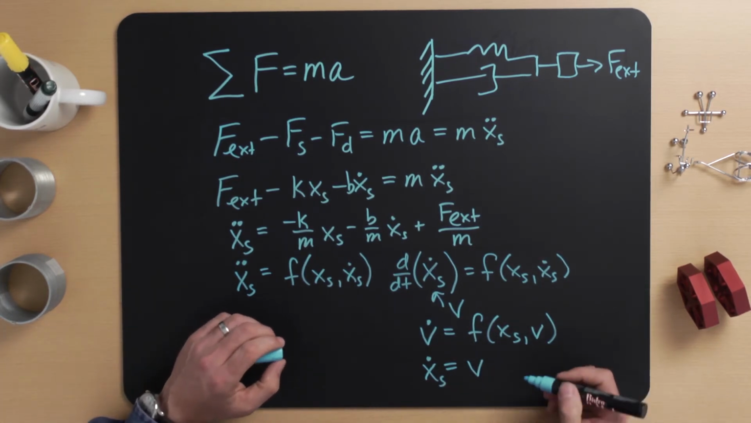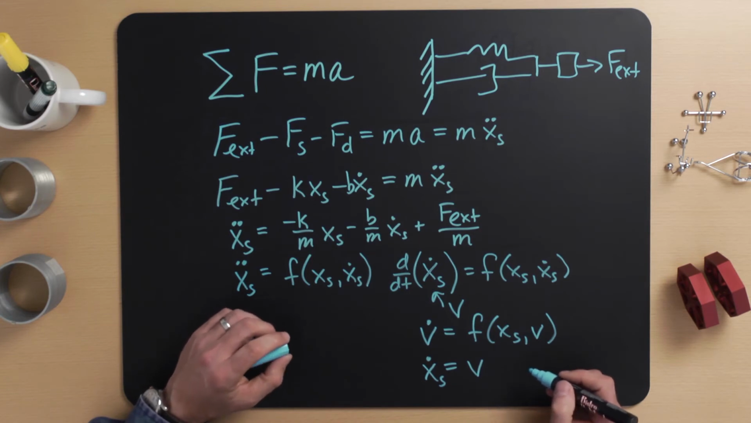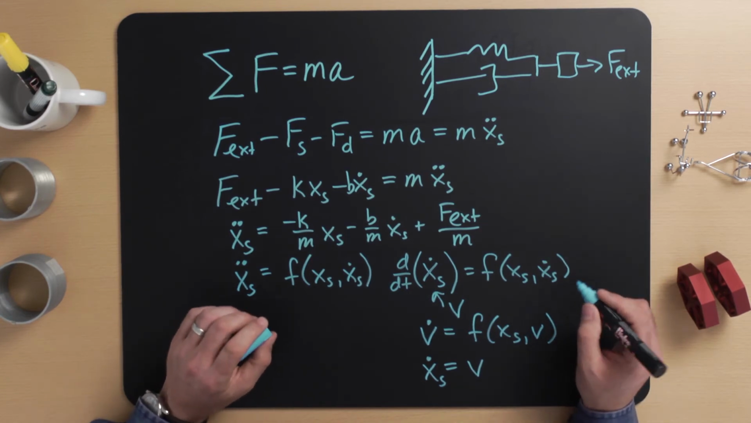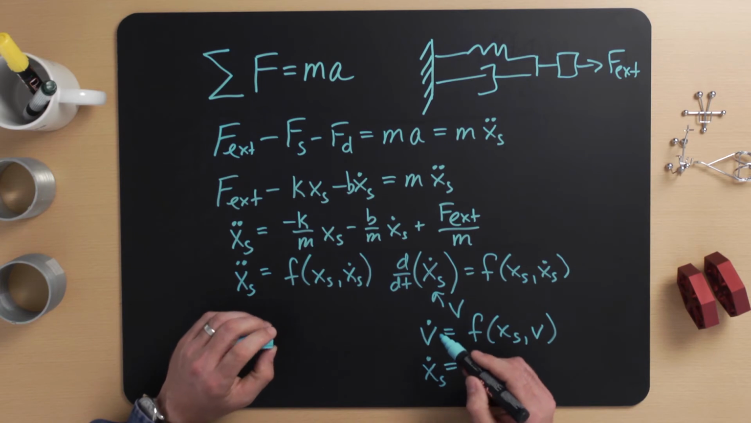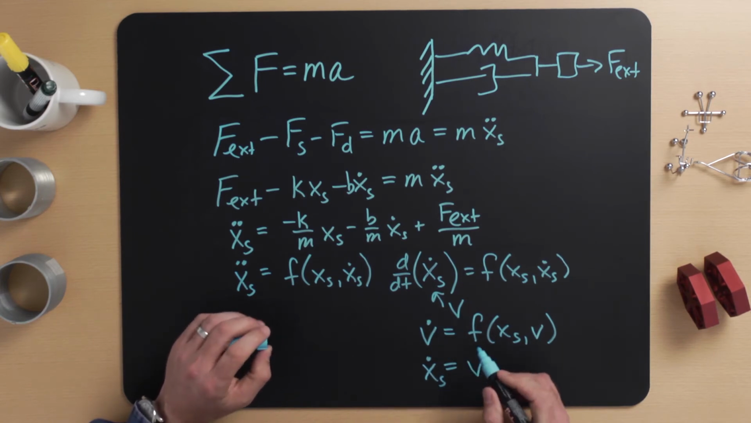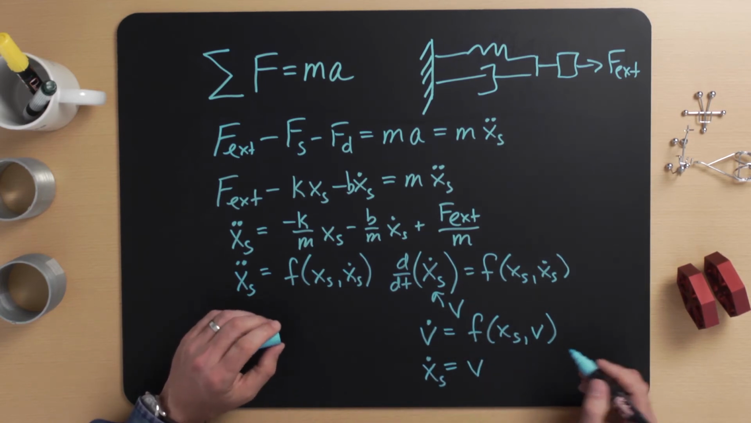This is now a first order differential equation where the relabeling allows us to see that on the left-hand side, we have the time derivative of two quantities, and on the right-hand side, we have a function of those two quantities. This exercise of converting from a second-order differential equation to a first-order differential equation is something that you will do a lot as an engineer.